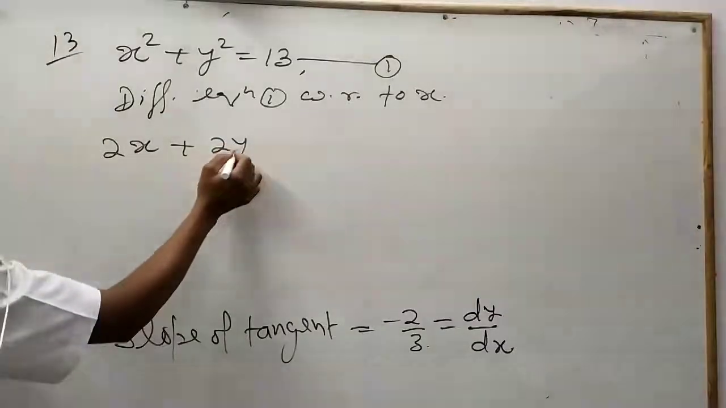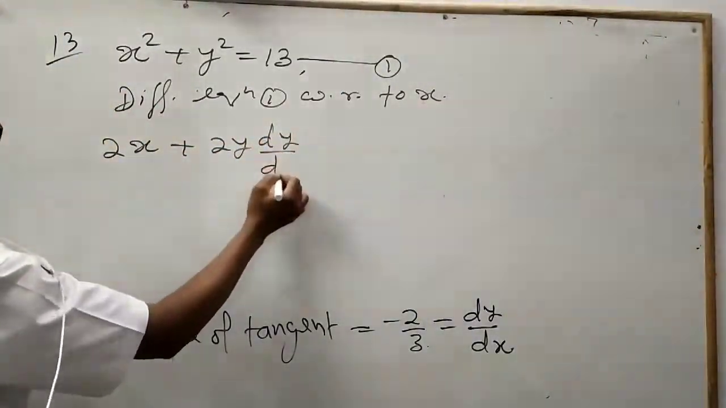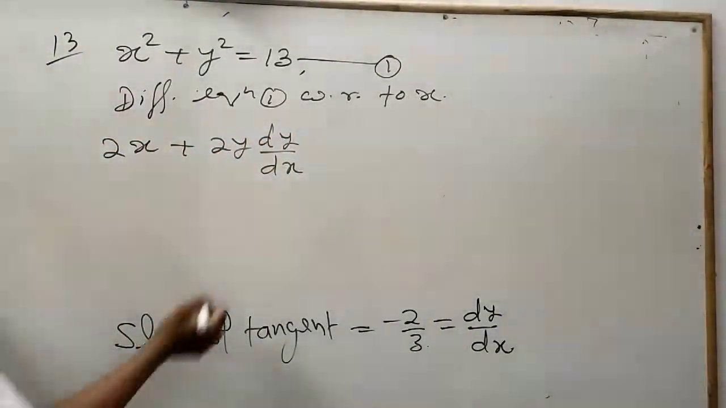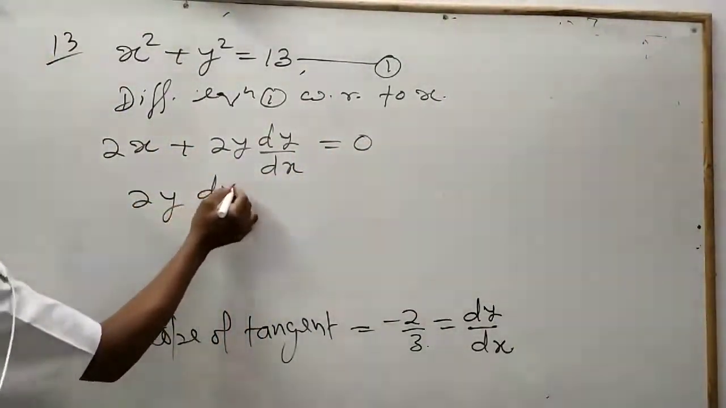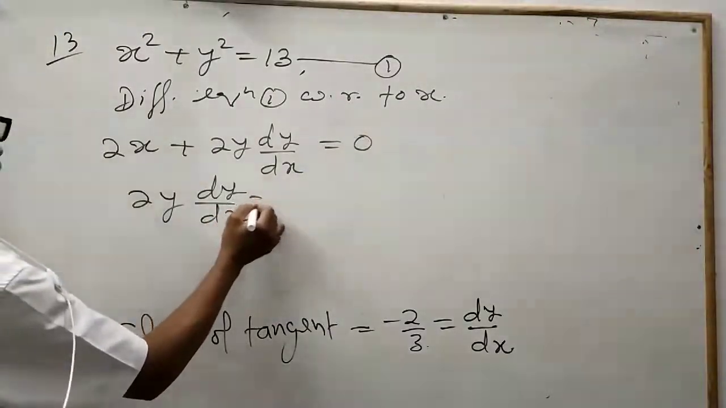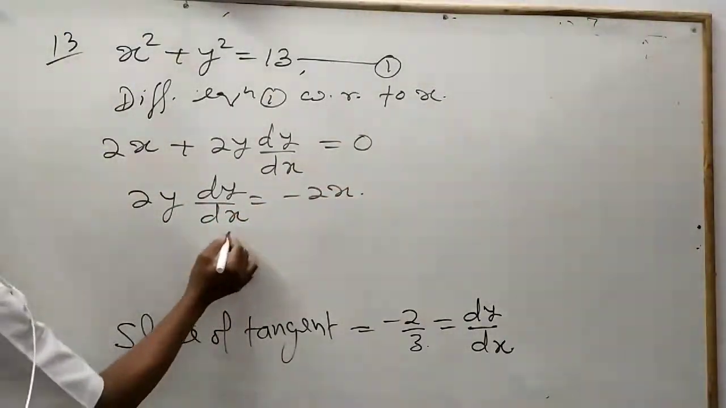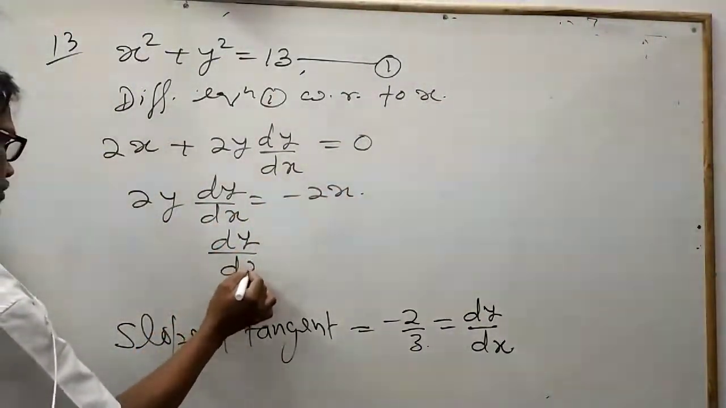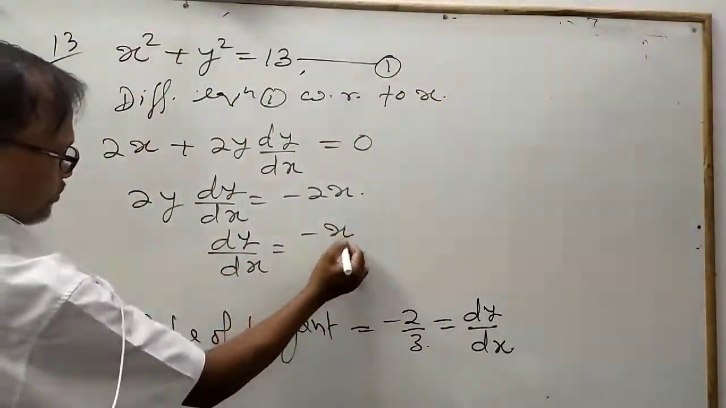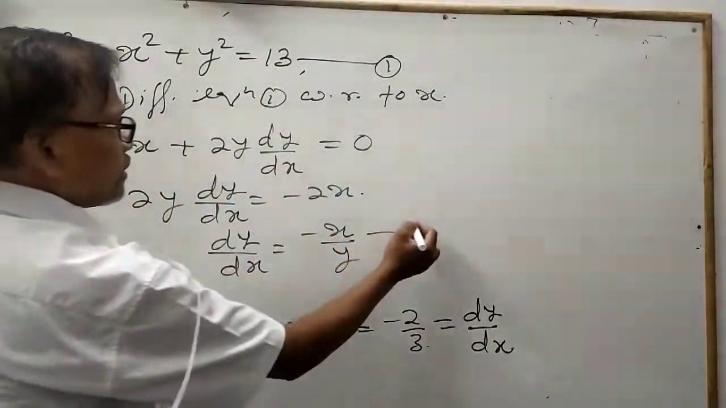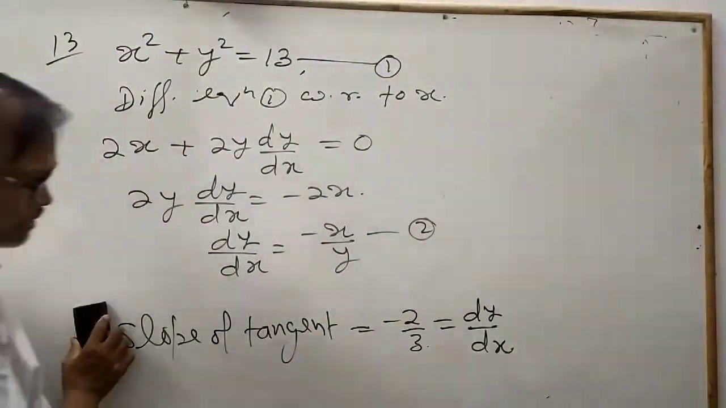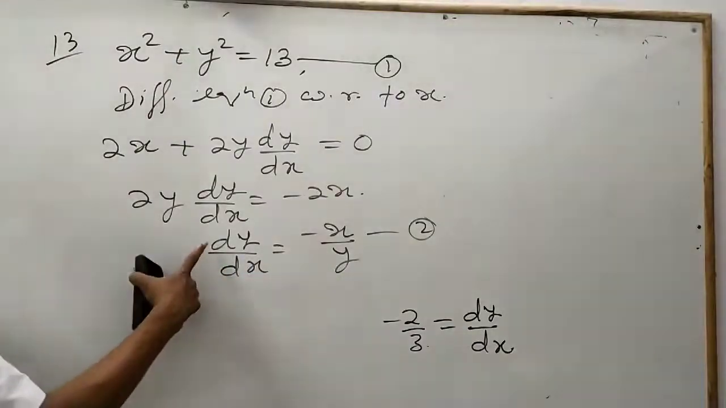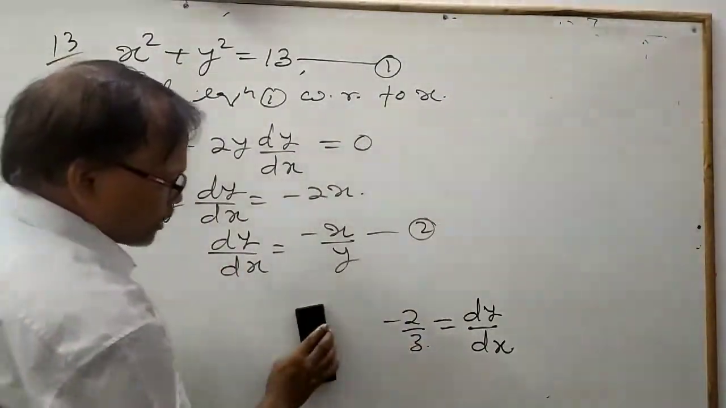Plus 2y dy by dx. How to differentiate? In chapter 5 you have read, it is equal to 0. Then 2y dy by dx minus 2x, or dy by dx is minus x upon y. And this slope dy by dx and this slope both are equal.